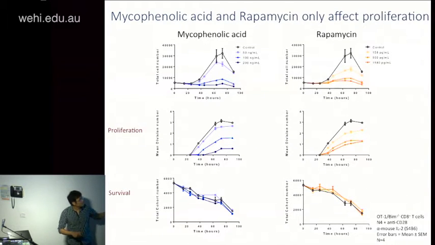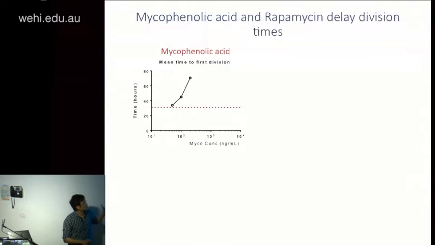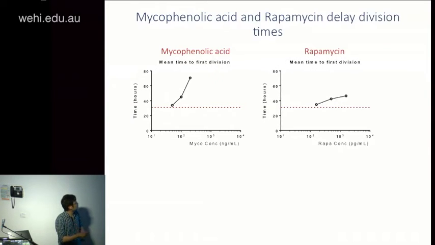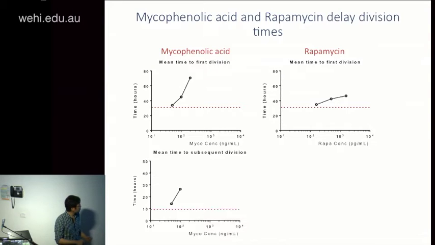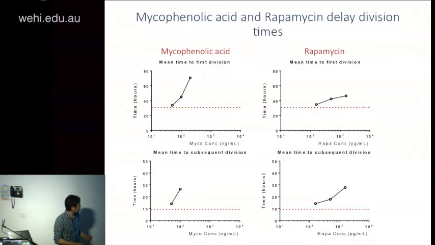And if you were to enumerate these values into the time it takes for cells to divide and the subsequent division rate, you can see that mycophenolic acid and rapamycin increase the time it takes for cells to enter division. And also for subsequent division, you can see that with increasing doses of mycophenolic acid and rapamycin, they increase the time it takes for cells to progress through division.